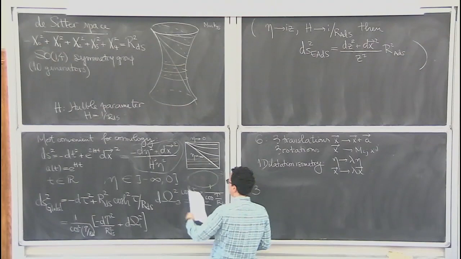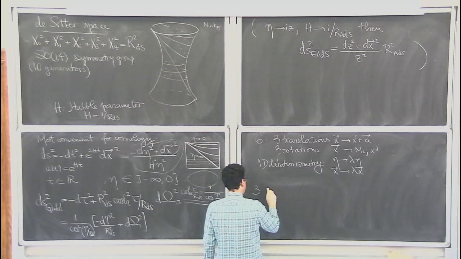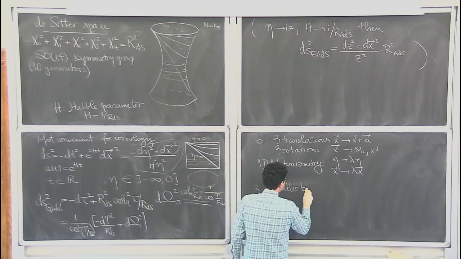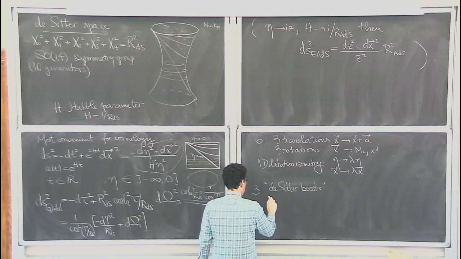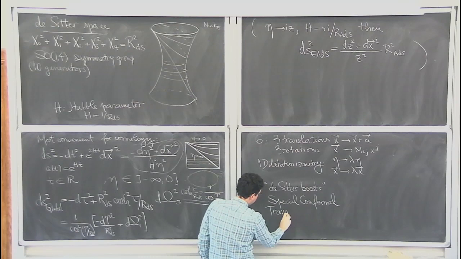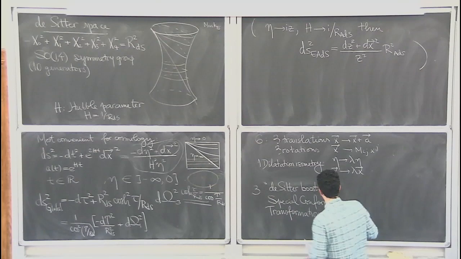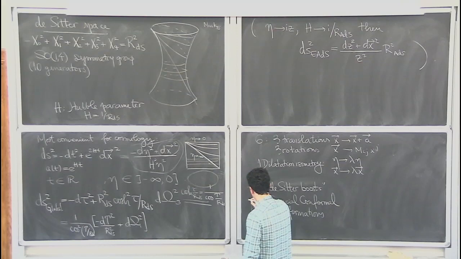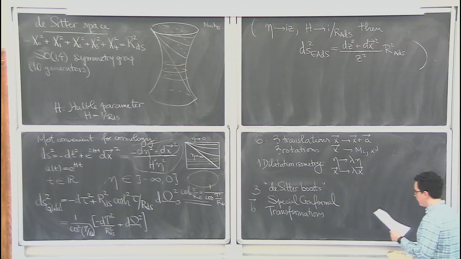And they're usually called the de Sitter boosts, because they are morally analogous to boosts in flat space. But I'm going to call them special conformal transformations, for reasons that will become clear later on. So I'll write them down. There are three of them. They are parameterized by a vector b with three components. And they are the following.